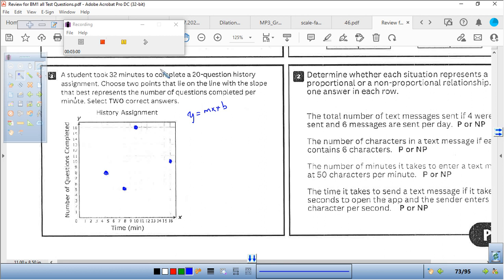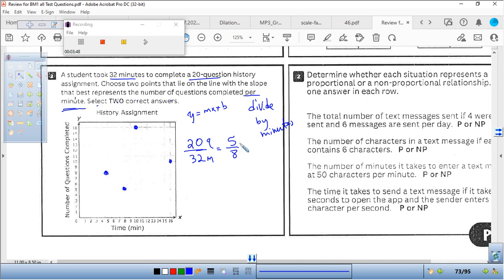Okay. So the student took 32 minutes to complete a 20 question history assignment. Choose 2 points that lie on the line. Choose a line with a slope that best represents the number of questions completed per minute. Select 2 correct answers. Well, first off, you want to see the word per minute. And that means per minute, it means to divide by your minutes. So 20 what? Questions over 32 minutes. Now I'll put that in the calculator, and it gives me 5 over 8.